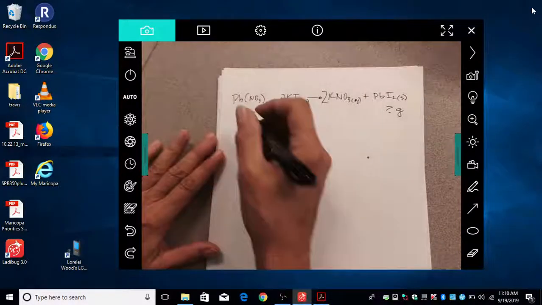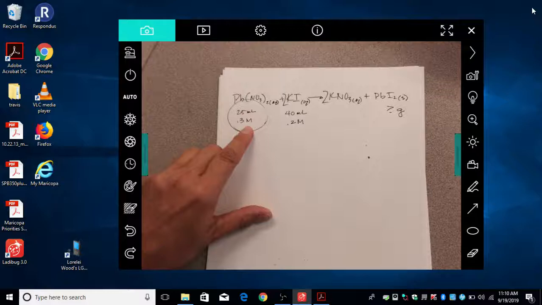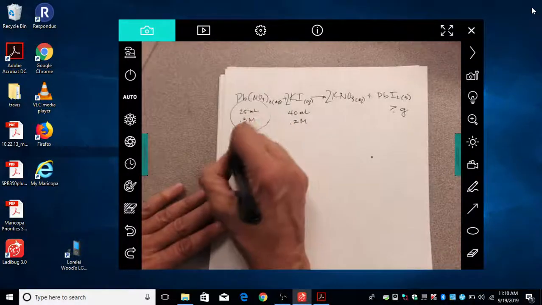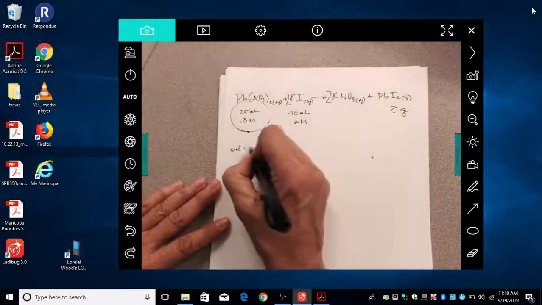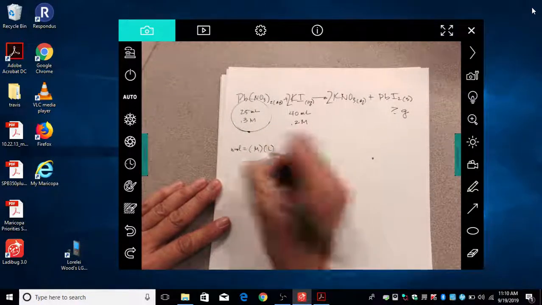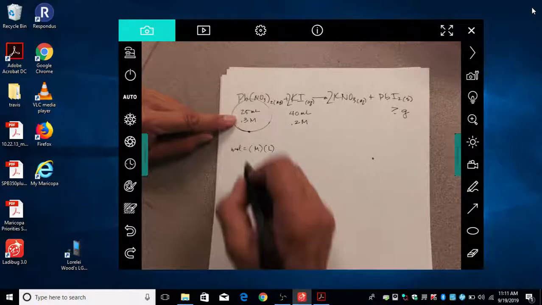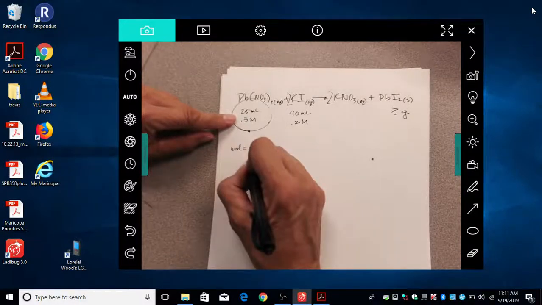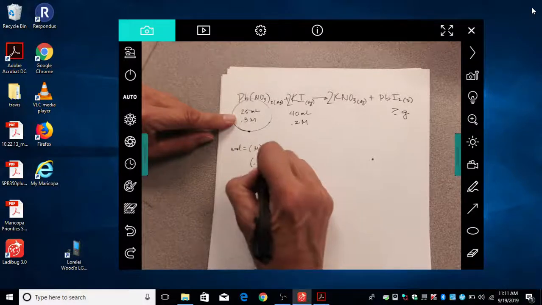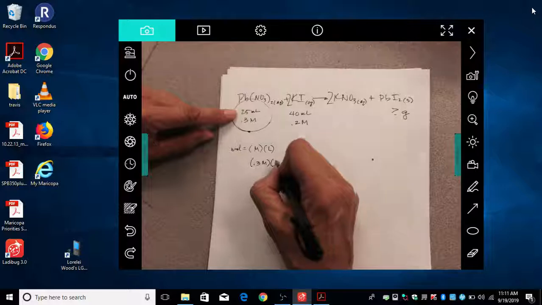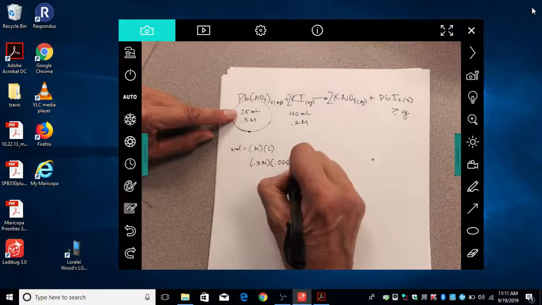Alright, so what can we do with information like volume and molarity that helps us find moles? And moles is equal to what? Concentration times volume, right? So shouldn't I just do that? So I can figure out how many moles of the lead I have. So the moles of the lead would be the concentration, 0.3 molar, times the volume. In this case, I want to use liters, so that's 0.025 liters.